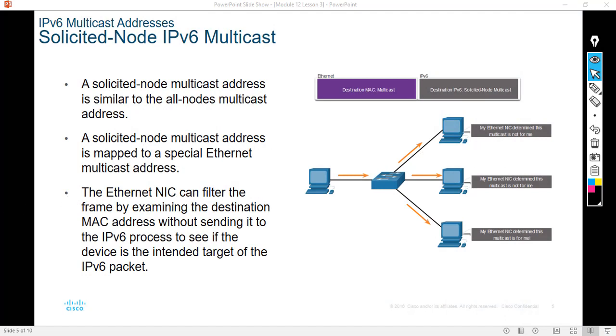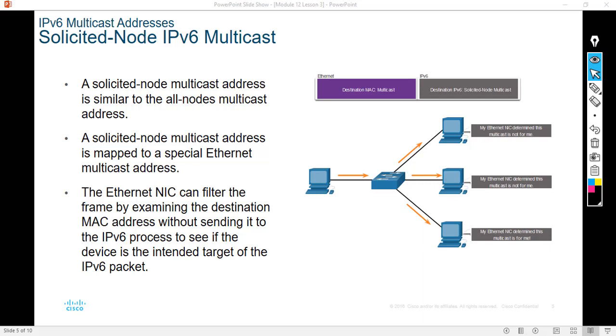Okay, we have the solicited node IPv6 multicast address, and we also have the well-known IPv6 multicast address. In the well-known IPv6 multicast addresses, we have FF02::1, which is all nodes, and FF02::2, which is the all routers multicast group. And the solicited node is similar to the all nodes multicast IPv6.